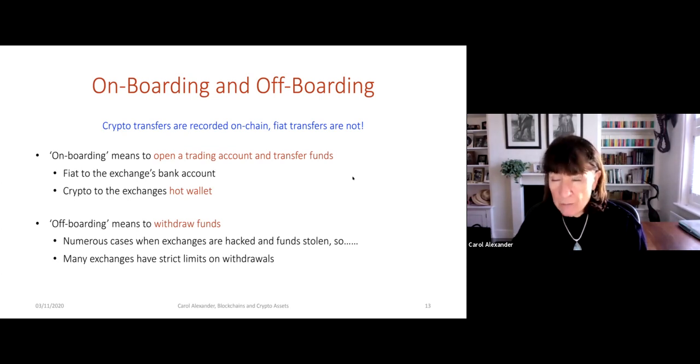When I moved fiat onto a crypto exchange, I used a bank account that happened to be in Estonia at the time. It was a long time ago when I did that.